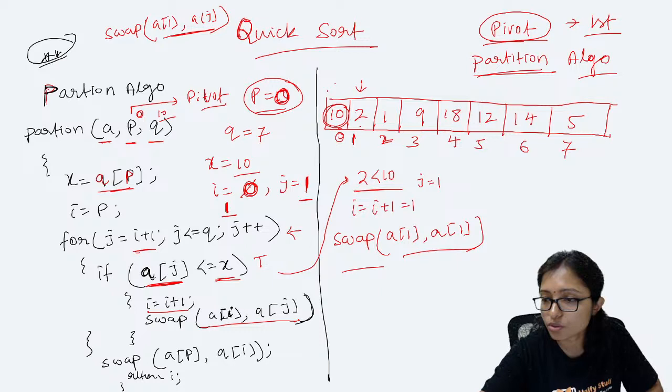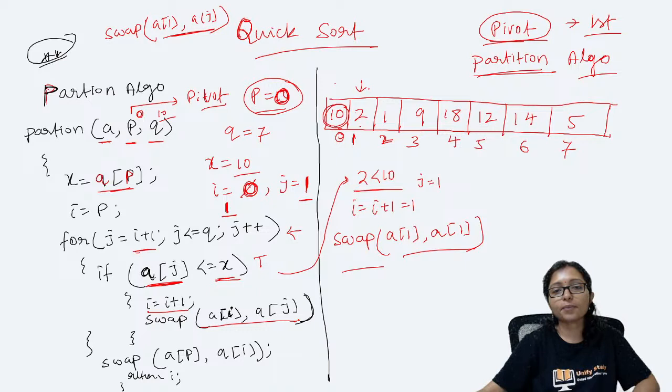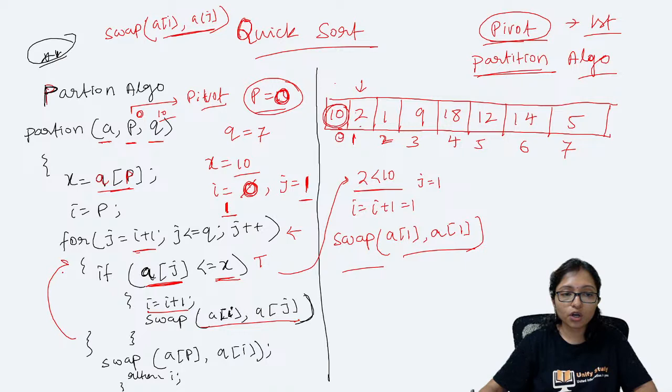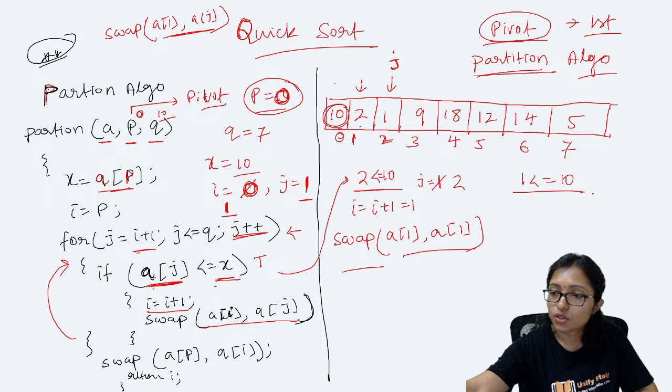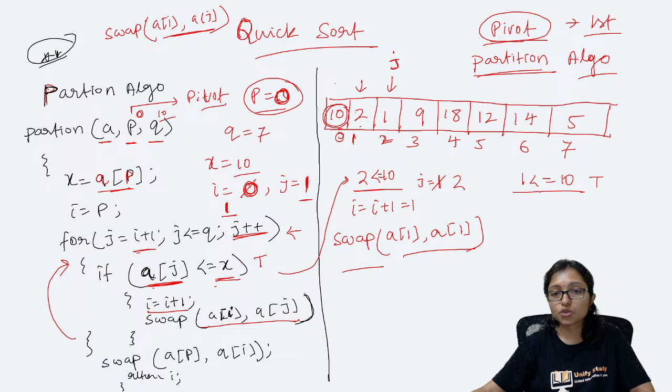Now what will happen next? Next means it is going to the for loop again. J value will be incremented to 2 now. So J is here now. I am comparing AJ and X. So the comparison is 1 less than or equal to 10. True or false? It is also true. As this is true, again I will be incremented to 2, I equals I plus 1.